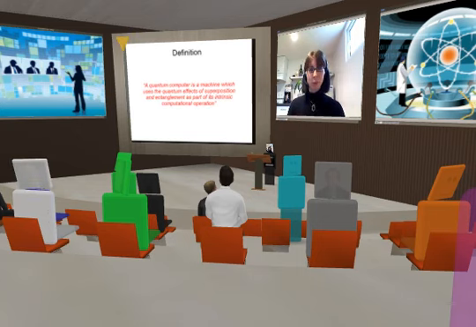Okay, so first of all, we have to start by defining what we mean by quantum computer. We can't start to build something until we actually have a definition of the thing we want to build. So the definition I use for quantum computer is a machine that uses the quantum effects of superposition and entanglement as part of its intrinsic computational operation.